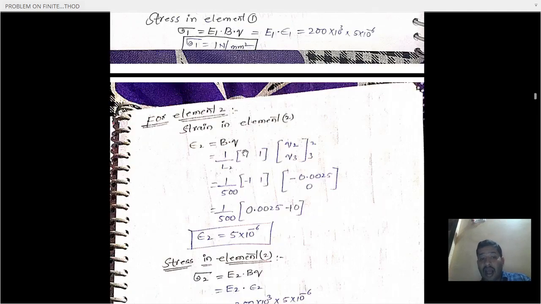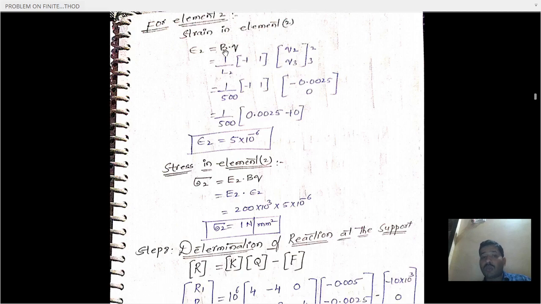Again, the same concept we have to follow here for element 2, the strain in element 2. Which formula do we use? E2 is equal to B into Q, 1 by L2, minus 1, 1. In the last case we represented Q1, Q2, but here it is Q2, Q3. Is it right? 1 by L2, L2 being the length, remains the same. How much? 500, minus 1, 1. And then Q2, how much?